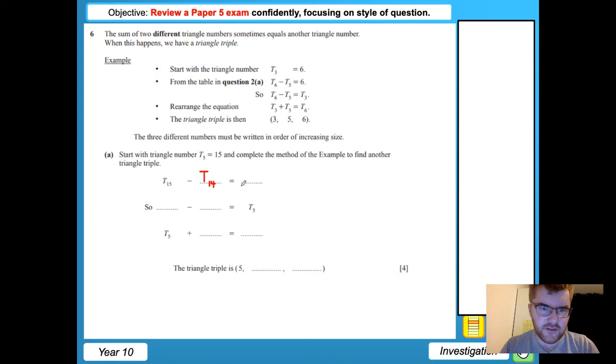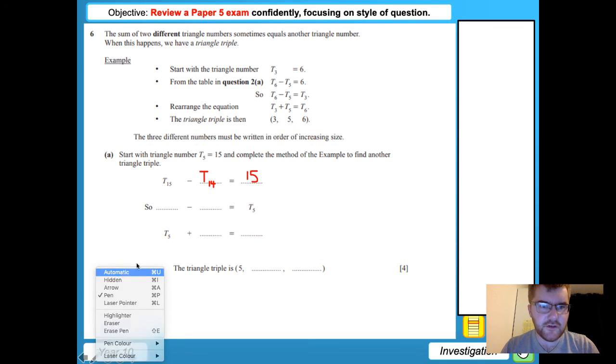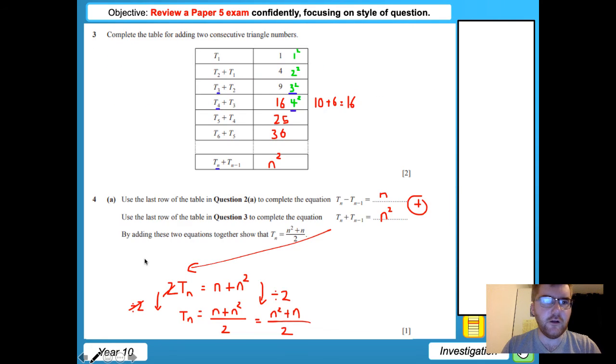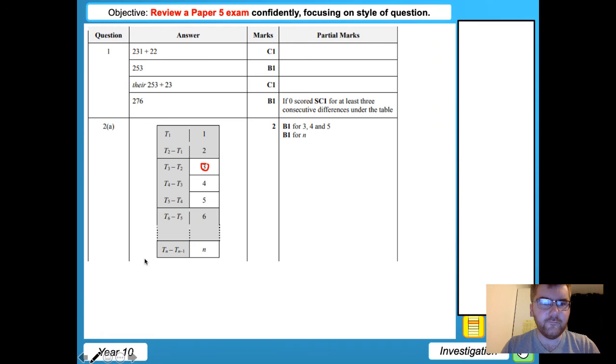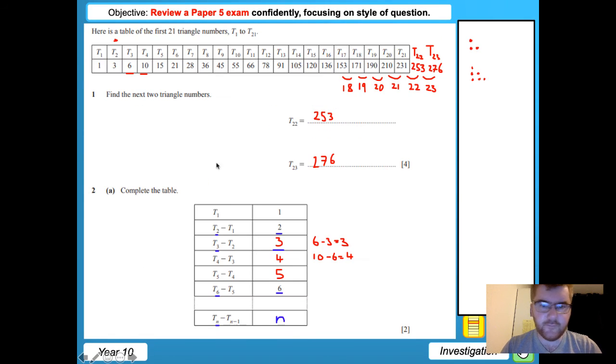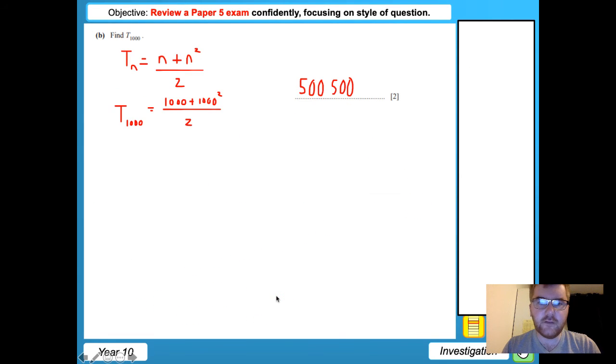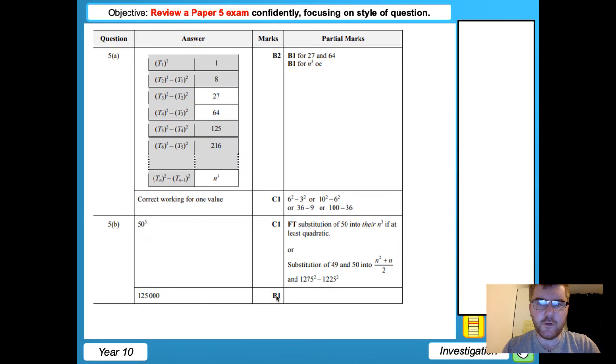That's equal to 15. Now if you're wondering where that comes from, if I go back to question 2a, this comes from my formula a long way back. This one here. So this comes from this formula that T6 minus T5 is 6. So T15 minus T14 is equal to 15, using this formula here. And I'll keep going forward.